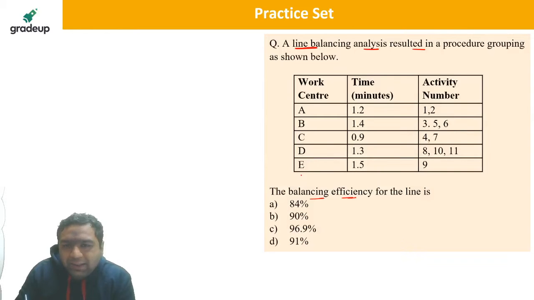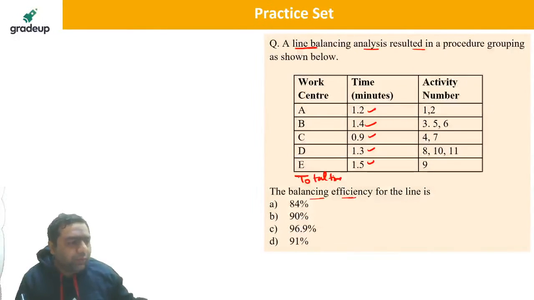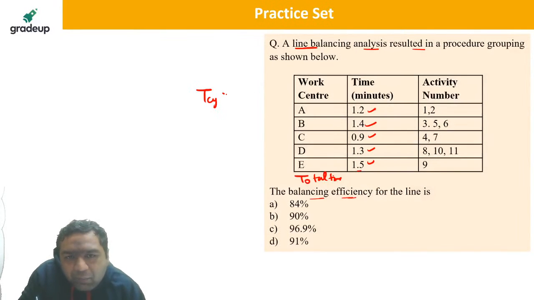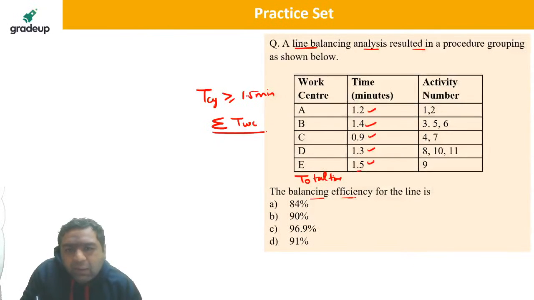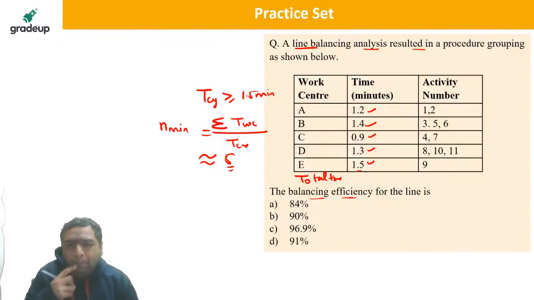You can add the total time: 1.2, 1.4, 0.9, 1.3 and 1.5. When you add all this completely, you can see the highest is 1.5. So cycle time will be more than or equal to 1.5 minutes. Just add all the times, all the work center times, divided by the cycle time. You will be getting the minimum number of workstations. It will be coming out to be nearly equal to 5, and you need to find out the efficiency of balancing.